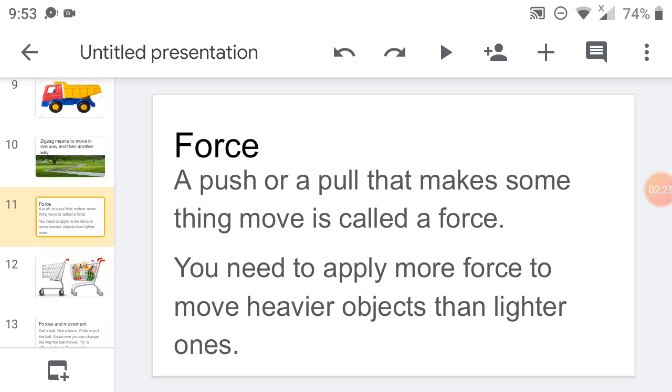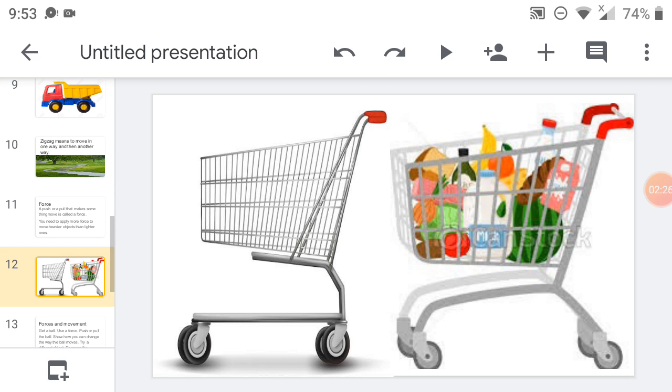You need to apply more force to move heavier objects than lighter ones. Suppose you are pushing a shopping cart and the cart is easier to move when it is empty. You need to apply less force. But the cart is harder to move when it is full with different items.